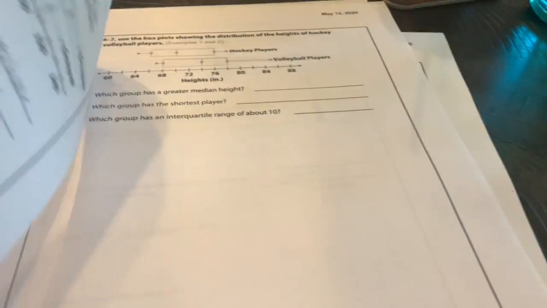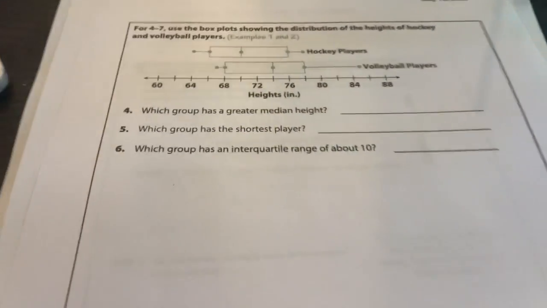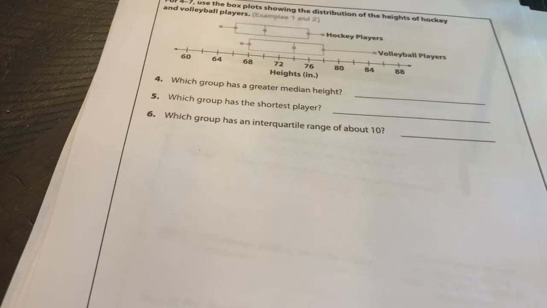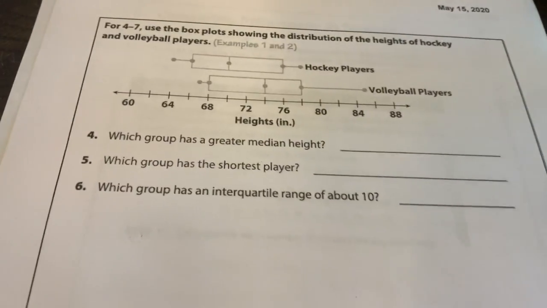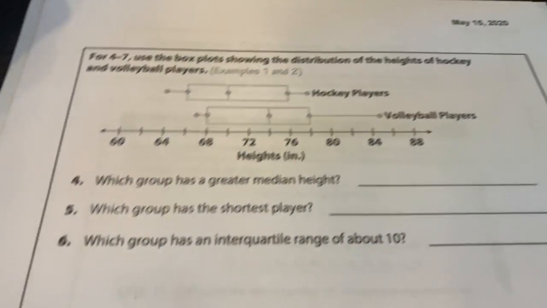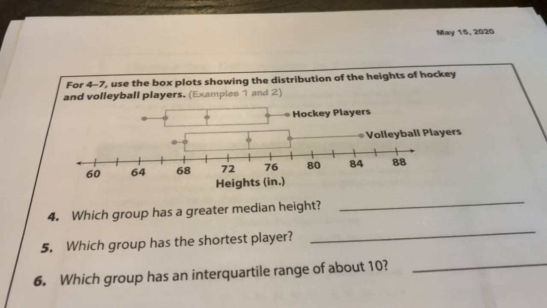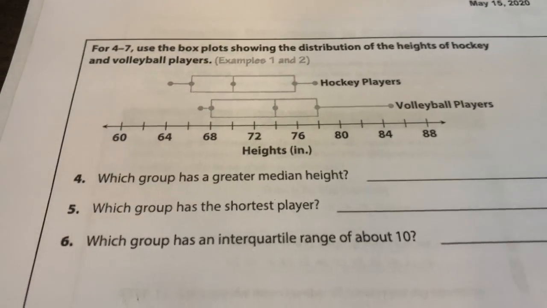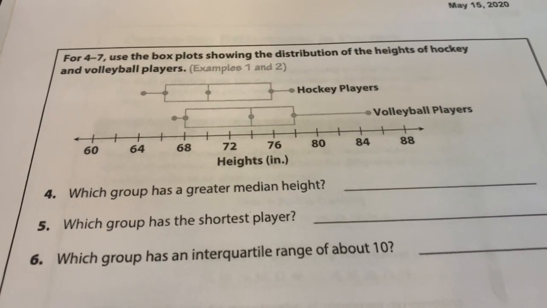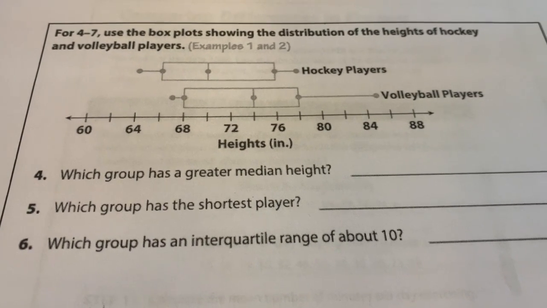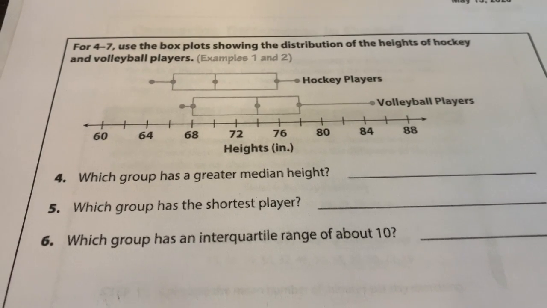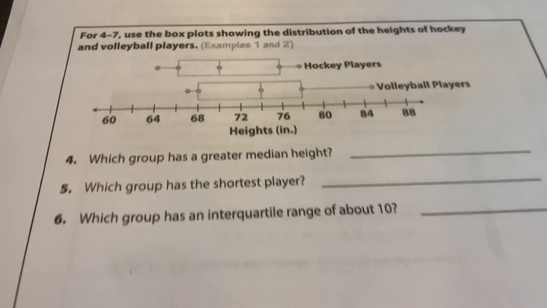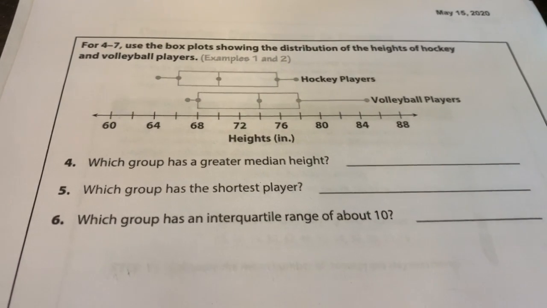Okay, so let's finish this up by doing our own example here. I think I got this from the guided practice, I think. Let me just make sure I didn't skip over something. Okay. Yeah, so this is from the guided practice. We're looking at hockey players and volleyball players' height. Okay, so first you're going to say which group has the greater median, then which has the shortest player, and which has an interquartile range of about 10. So why don't we pause, give it a shot, and then check your answers.